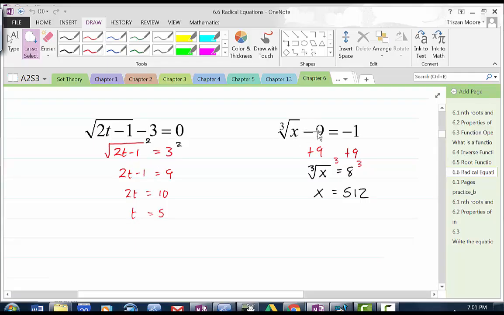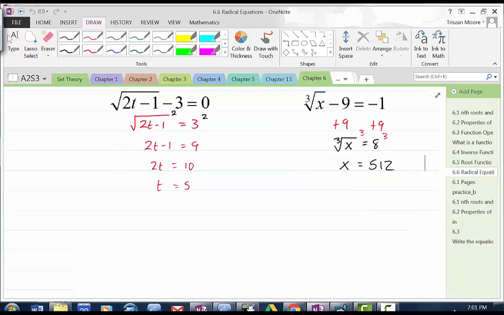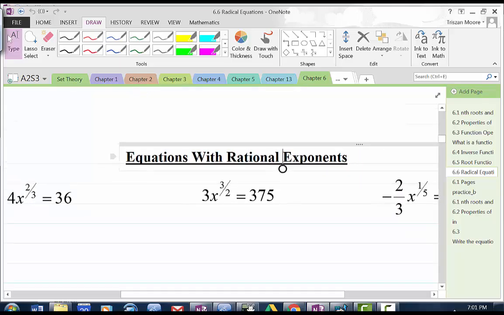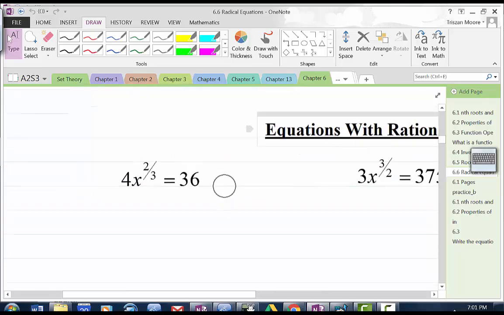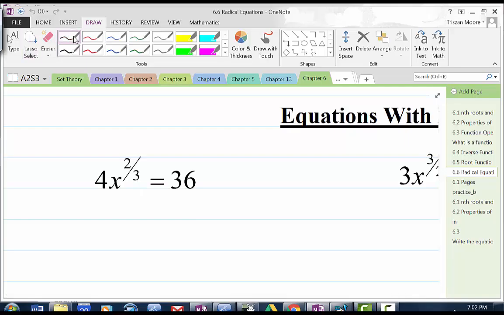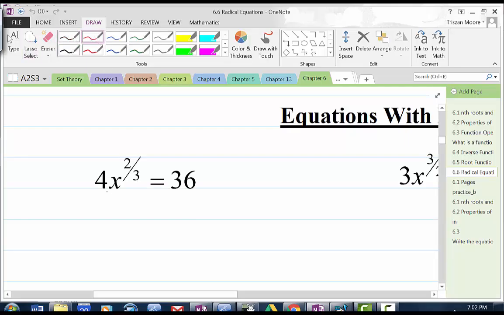And on the right side, pretty much added 9 to both sides, then cubed the radical and cubed the 8, x equals 512. So we have some other problems, equations with rational exponents. Now remember, we're just doing the inverse to get rid of what we need to get rid of. For example, 4x to the 2/3 equals 36. We treat it just like any other equation, right?